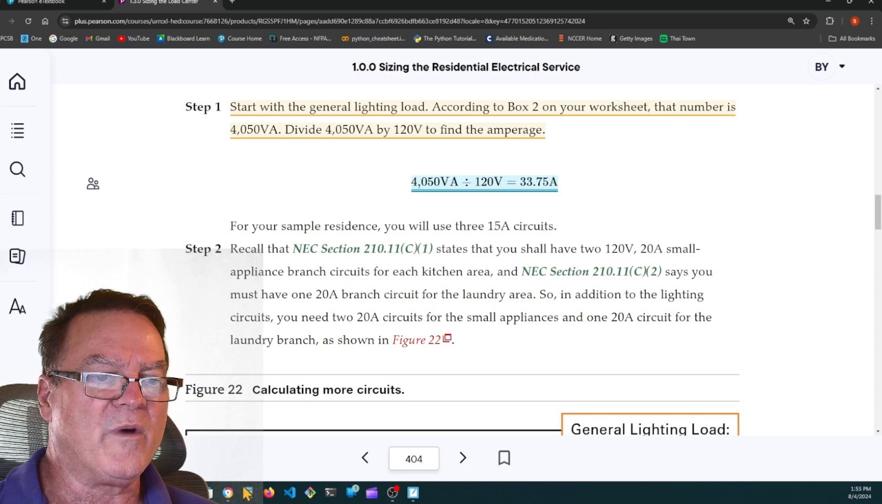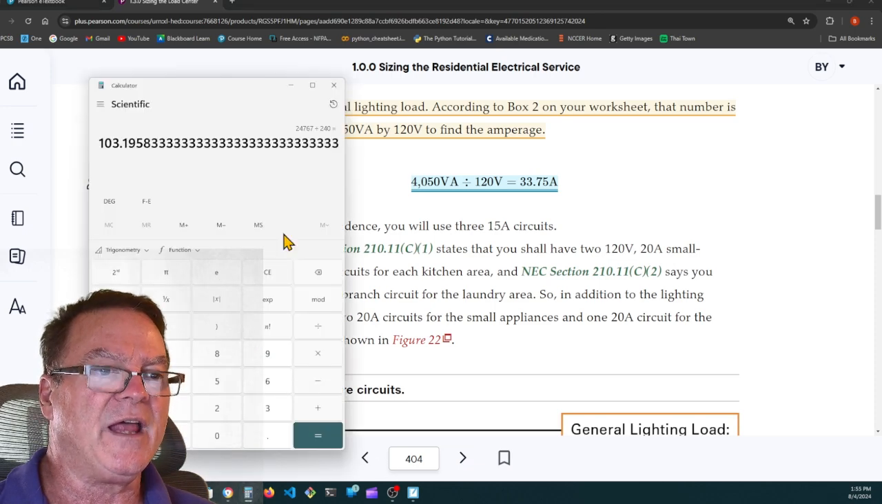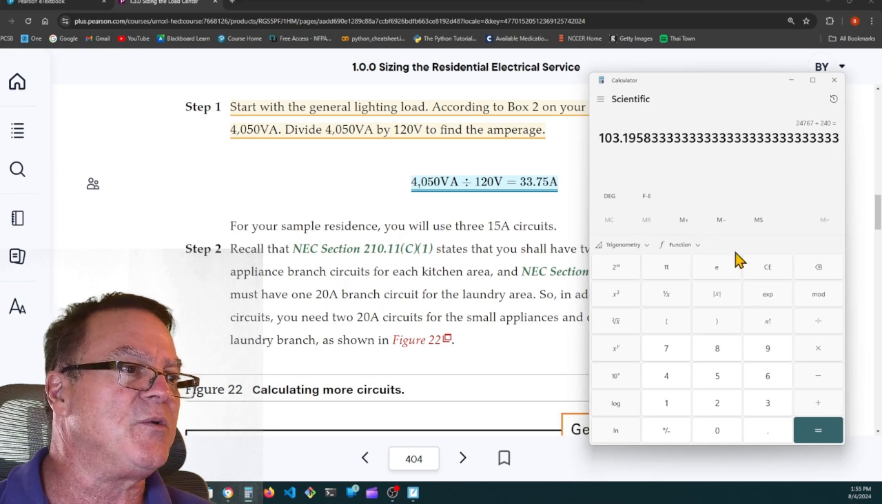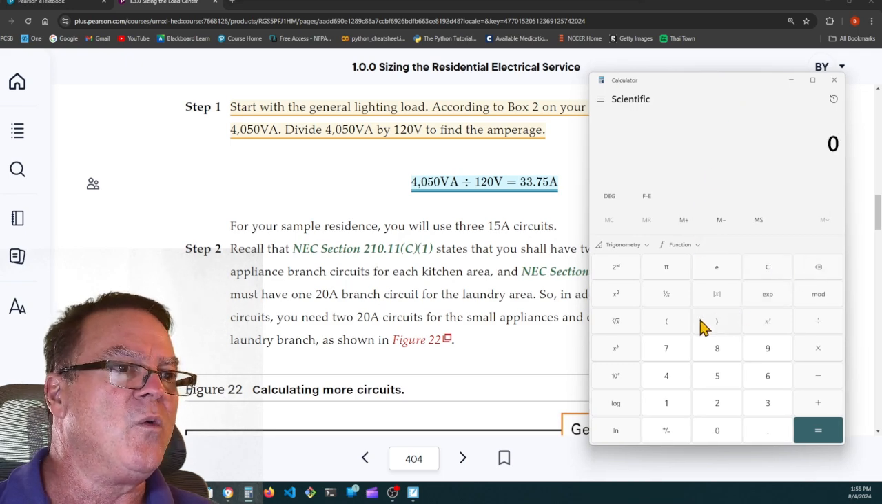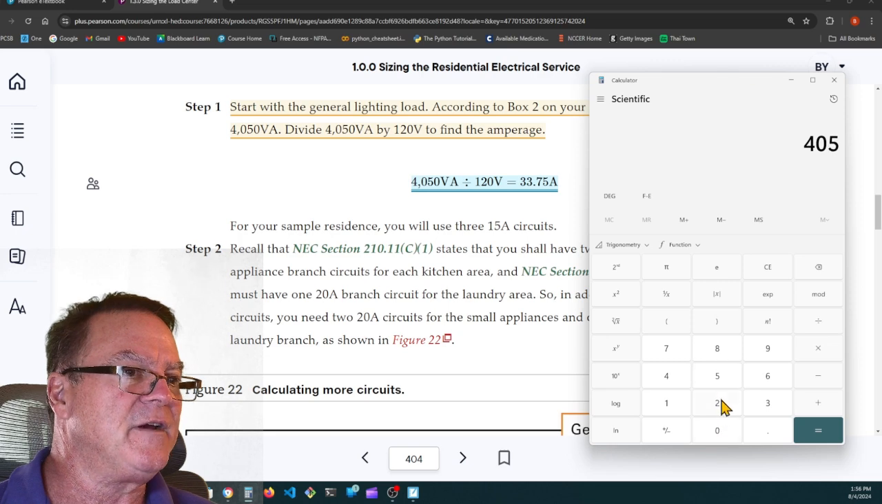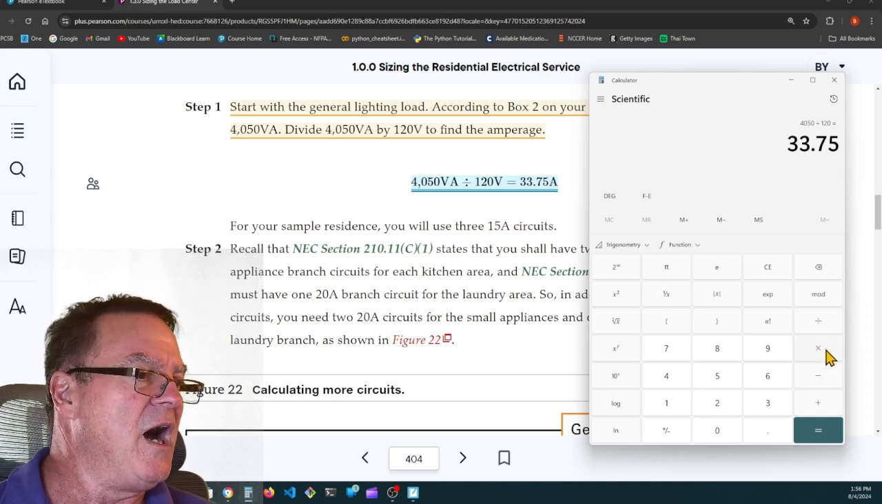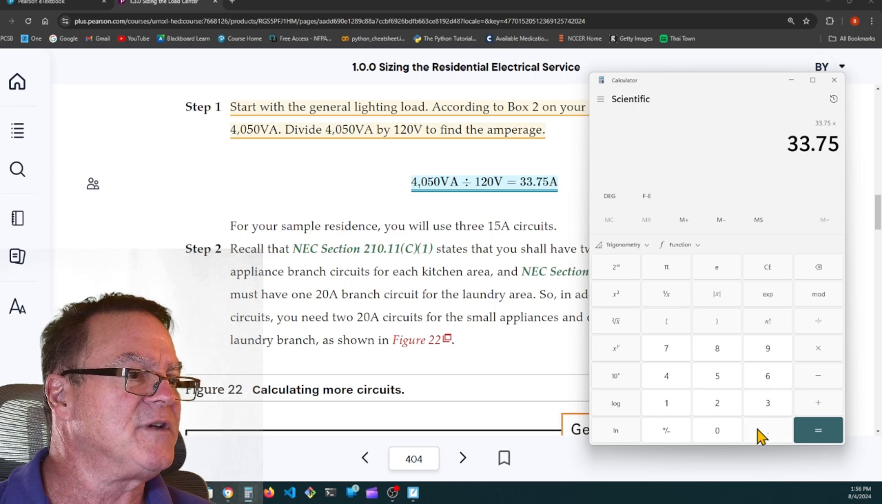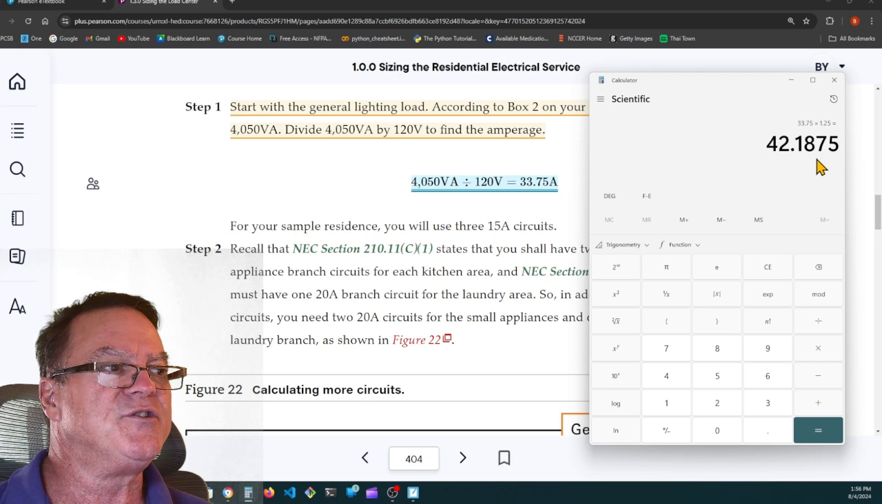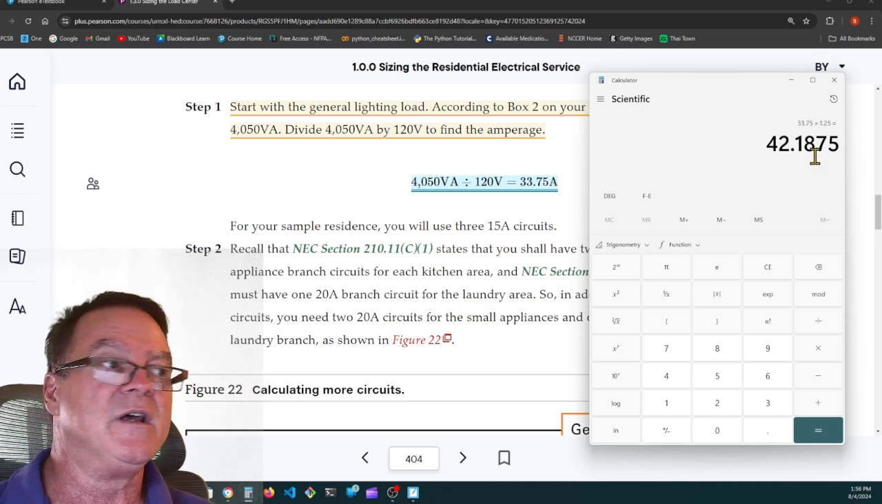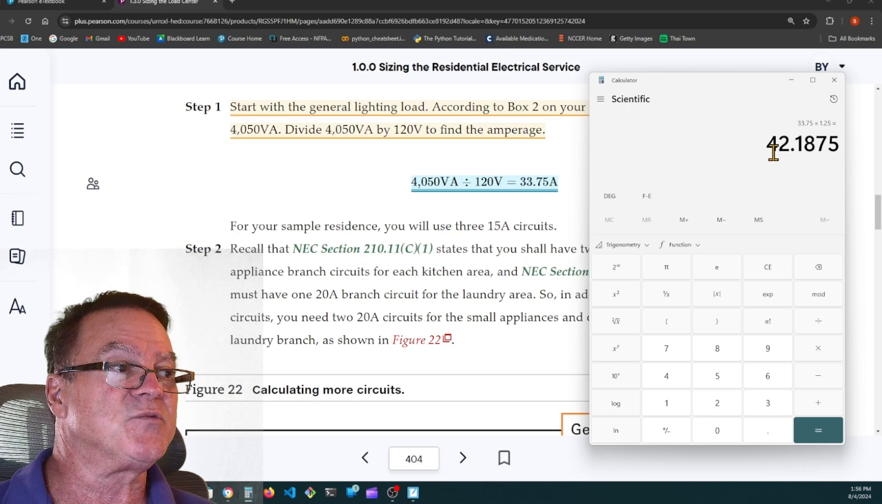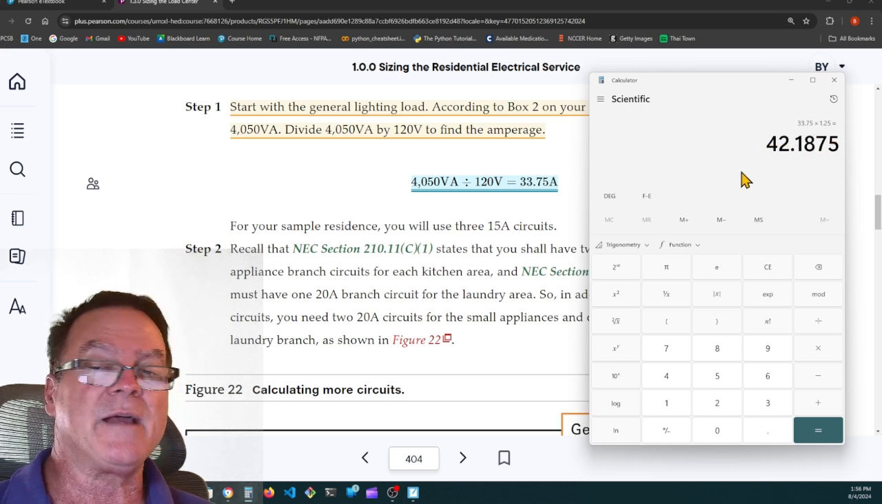And what we want to do is understand, first of all, that lighting is a continuous load. So when I take 4,050 and divide it by 120 volts, we get 33.75 amps. I'm going to multiply that times 1.25 for a continuous load and get 42.1875. So that's 3 15 amp circuits would give me 45 amps. So that'll work. I can put them on 3 15 amp circuits.